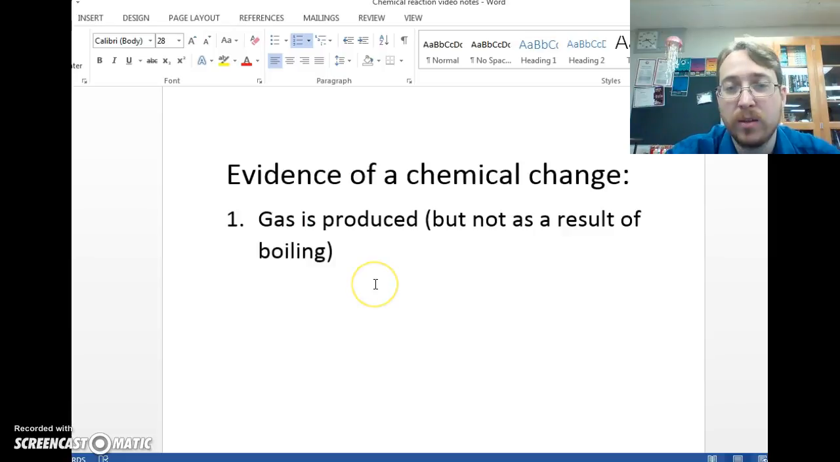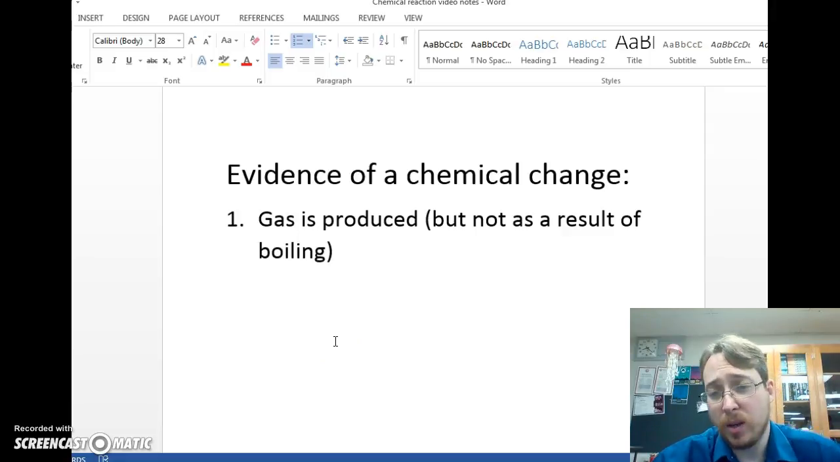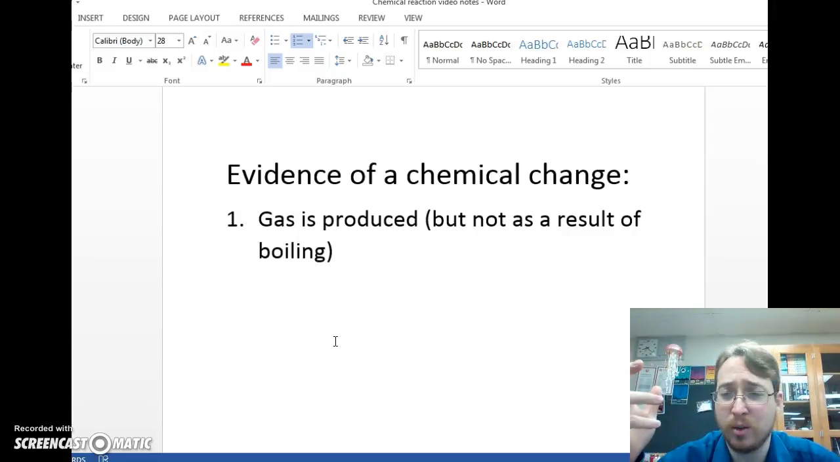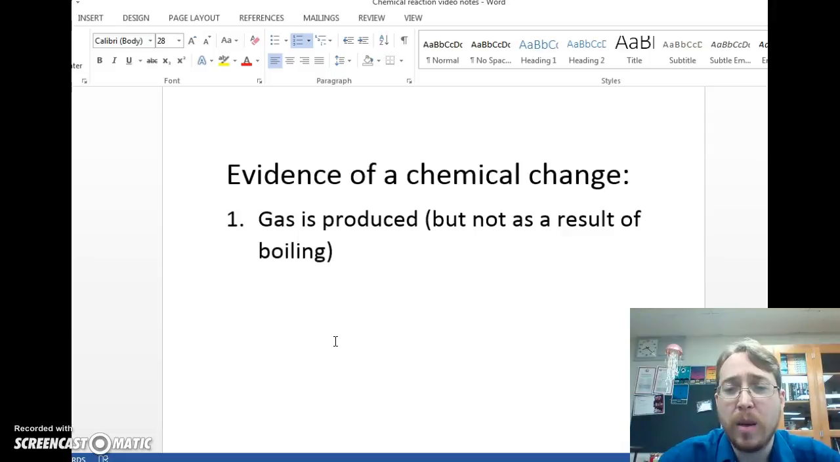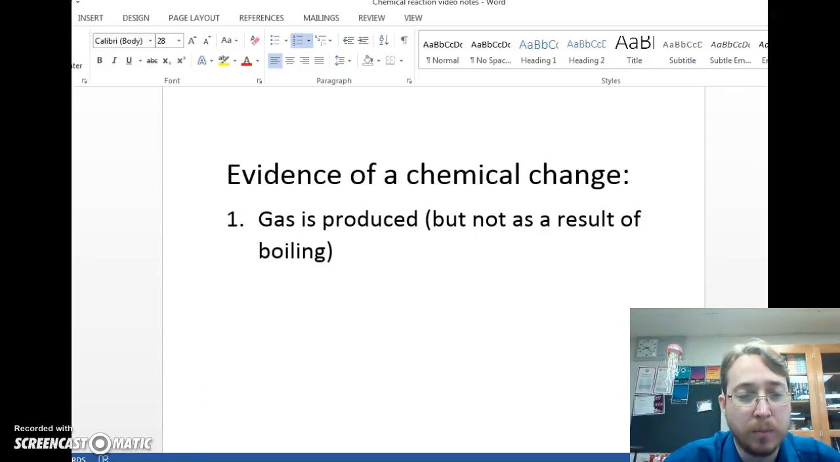Well, one piece of evidence that may indicate that a chemical change has occurred is if gas is produced. But there is a catch to this, because you can also produce gas by boiling a liquid. If you produce gas by boiling a liquid, that is not a chemical change, because the formula of that substance is still the same, whether it's in liquid form or gaseous form. So you have to have a substance rearrange its particles, its atoms and molecules, in order to make a new thing, which is a gas.